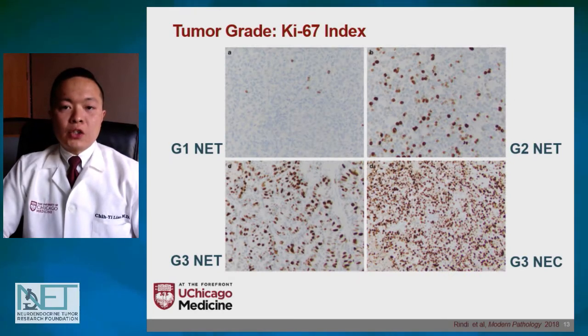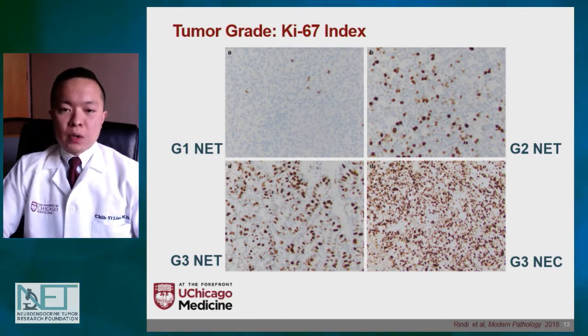Another way to assess tumor grade is something called the Ki-67 index. This is a stain that the pathologist can use to highlight the cells that are proliferating. On the top left-hand side of the pictures, you can see a microscope picture of a grade 1 neuroendocrine tumor. And you see that only a few of the cells are highlighted in brown, and these are the cells that stain positive for Ki-67. This makes it a low-grade tumor because only those few cells are proliferating.